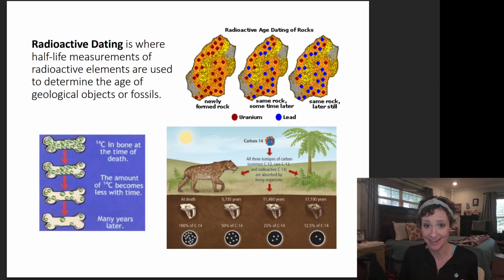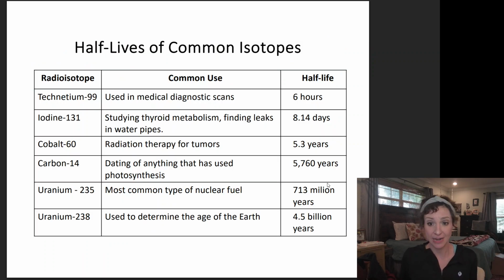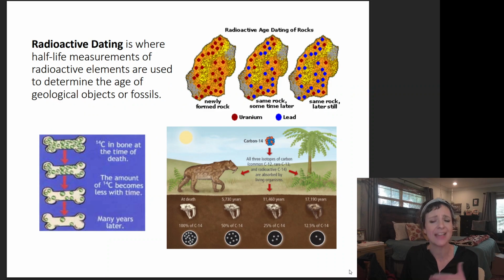So radioactive dating, that's where we use carbon-14 typically. It's where we use the half-life measurements of these radioactive elements to determine the age of certain geological objects or fossils, okay? I have some variation here on some of the isotopes that I can use to do radioactive dating. But if I'm looking at carbon-14, I look at the rate of decay of carbon-14 over time, and that is an indicator of fossils, of how old they may be.